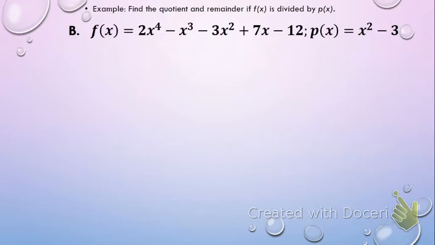Which piece is going to go on the outside? P of x, right here. Here's my divisor. So that's going to go on the outside, x squared minus 3.